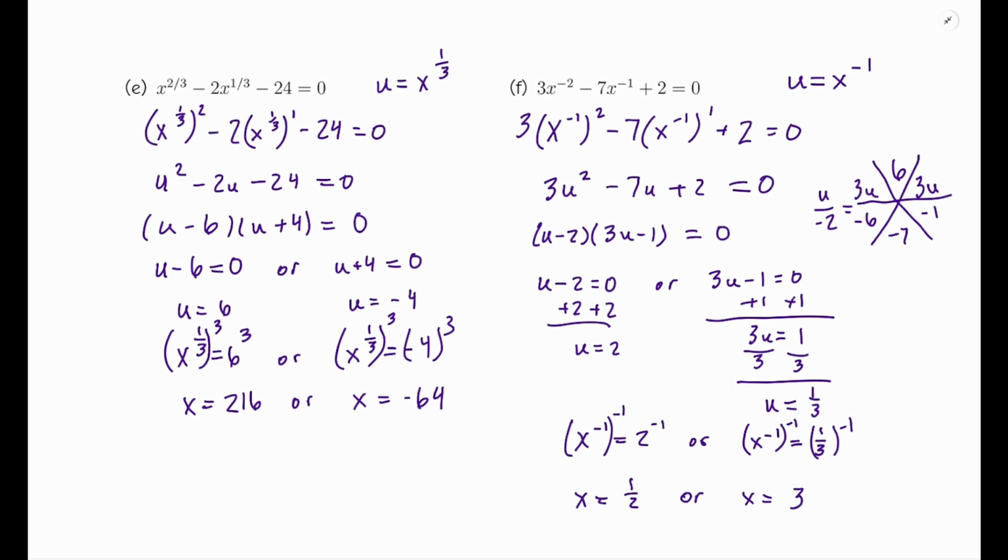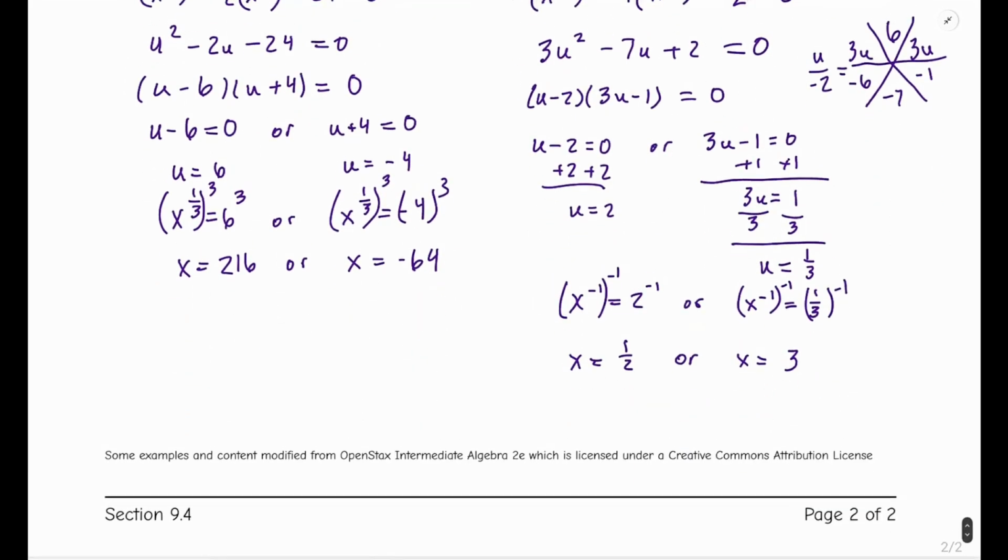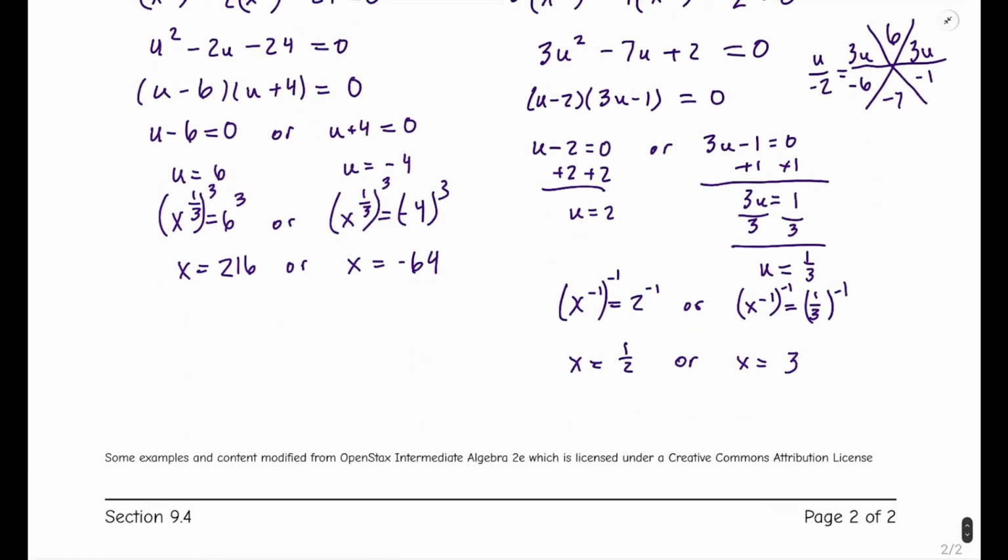Now, just like with square roots, we have to realize here, x to the negative 1 is the same thing as 1 over x. So technically, even though part F didn't have fractions written, the x to the negative 1 and x to the negative 2 are hidden fractions. So that means you have to check for extraneous solutions. So you should plug both of these in, make sure they work, and they do. And that is the end of section 9.4.